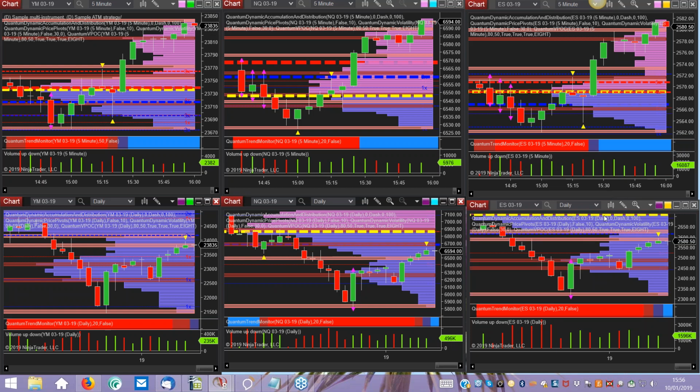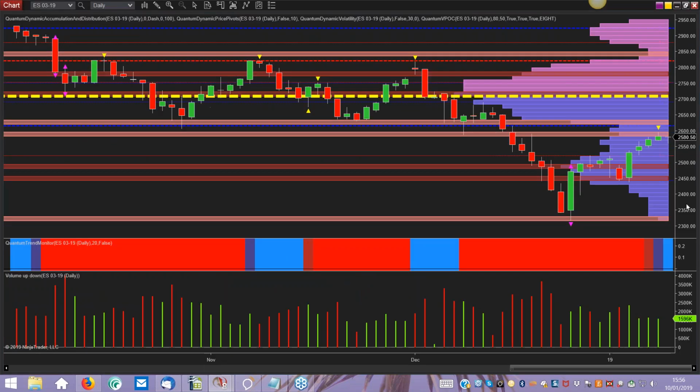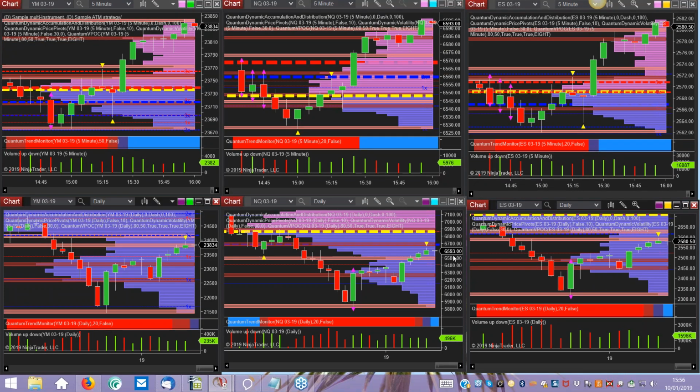What we're also seeing on the daily, which is quite interesting, as far as the trend monitor is concerned, down at the bottom here, you can see now we're starting to see the transition through to bullish. We've had the bearish, we've gone into the transitional colors of the darker red, the darker blue, and now we're coming out the other side into the brighter blue. The sun is shining in equity land again.